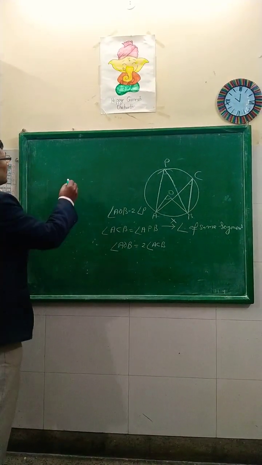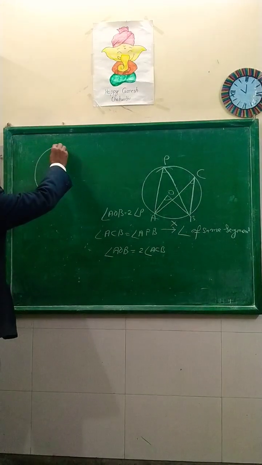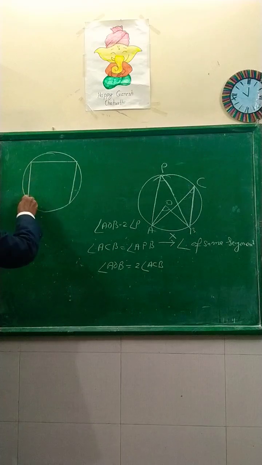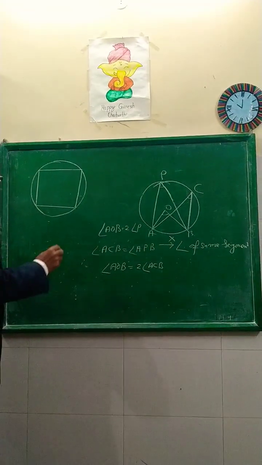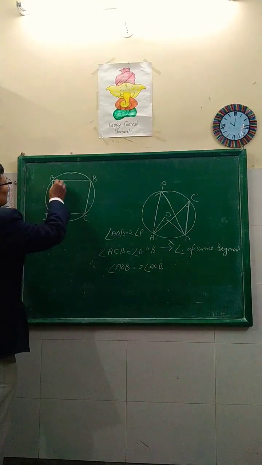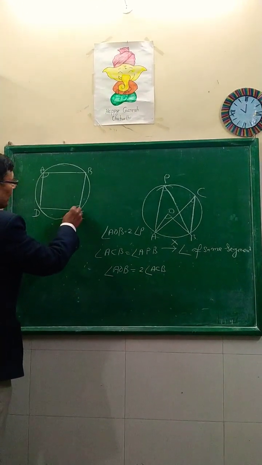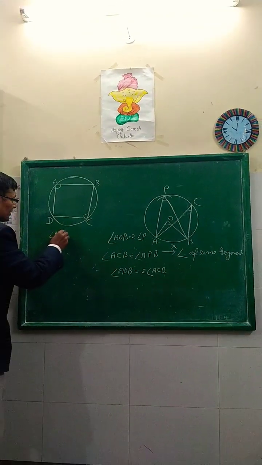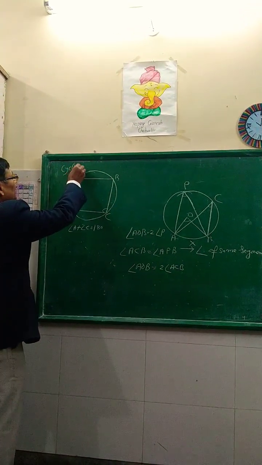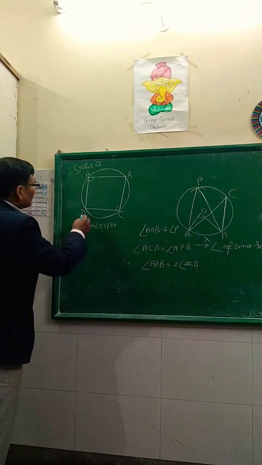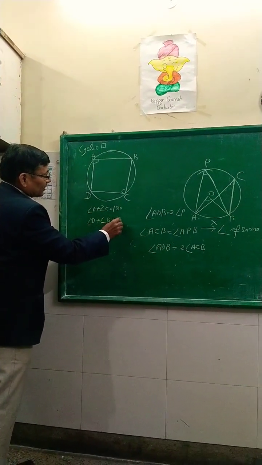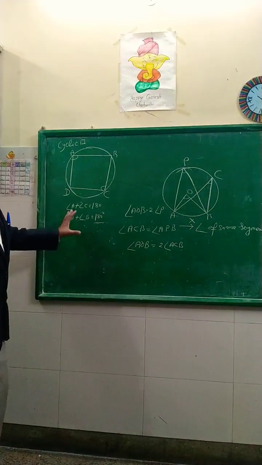Now come to angles in the case of a cyclic quadrilateral. What is a cyclic quadrilateral? Any quadrilateral inscribed in a circle is called a cyclic quadrilateral. A, B, C and D. Angle A plus angle C is equal to 180 degrees in the case of a cyclic quadrilateral. Angle D plus angle B is equal to 180 degrees. It is right. This is the relation.